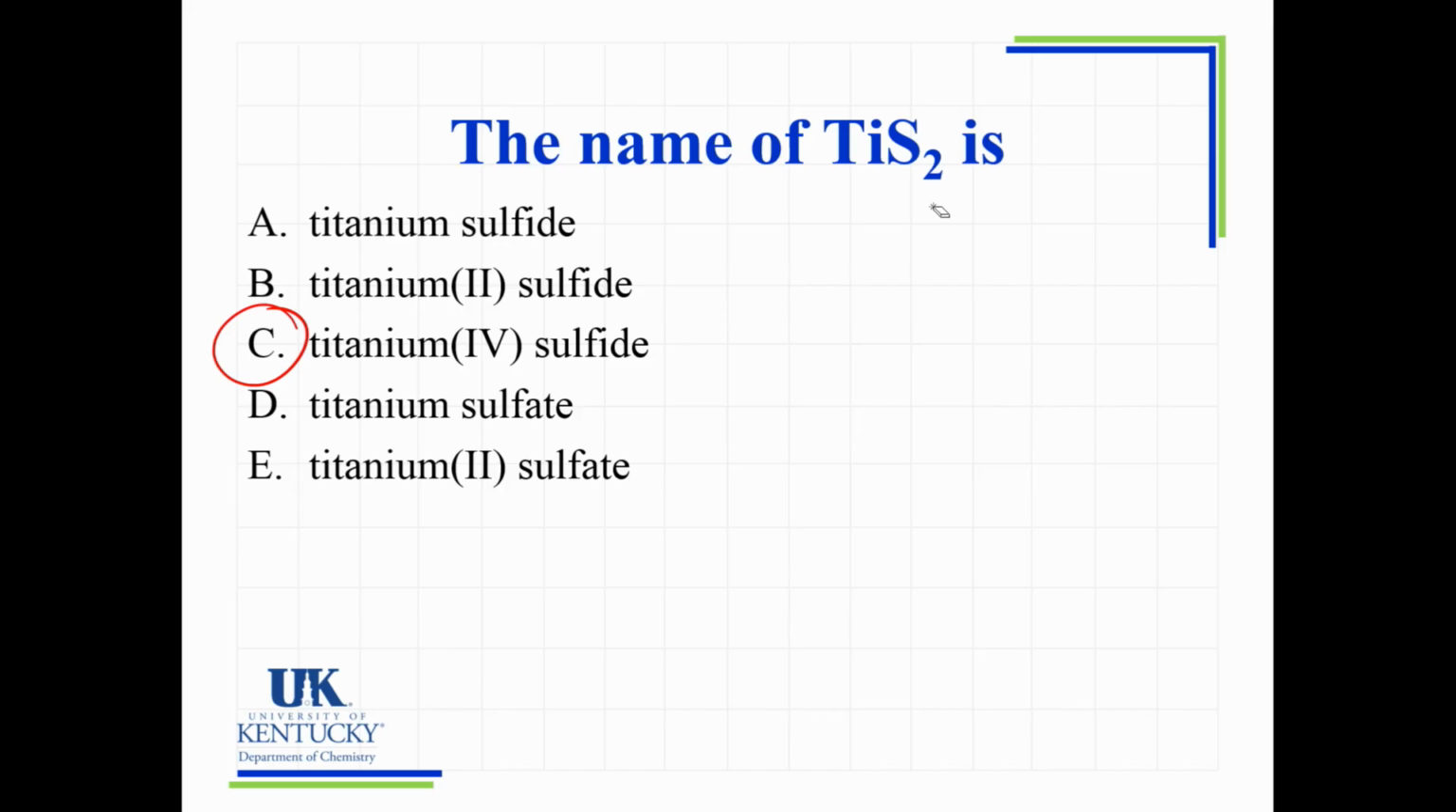Don't want you making those common mistakes. So how would you know it's 4? You go to the periodic table. The periodic table tells me that sulfur is going to have a -2 charge. And there are 2 of those sulfurs. 2 sulfurs. So what total negative charge do I have? You put those together and it's -4. So titanium has to be +4, and that is a Roman numeral 4. So that is why it's titanium 4 sulfide for this one.